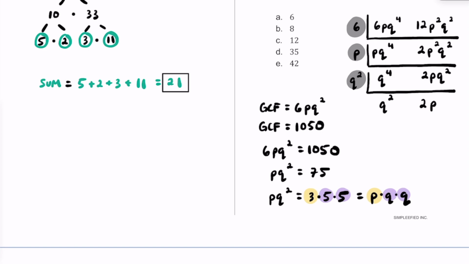So if we're looking at the sum of p and q, if we know that p is going to be equal to 3 and q is going to be equal to 5, then 3 plus 5 is going to get us an answer of 8. And so for this problem, I would go with answer choice B.